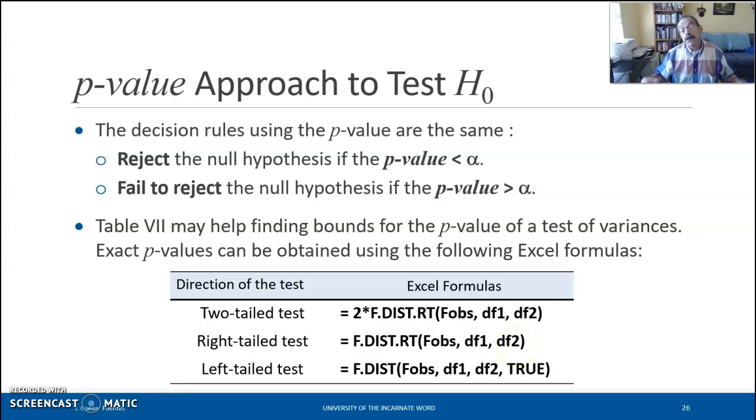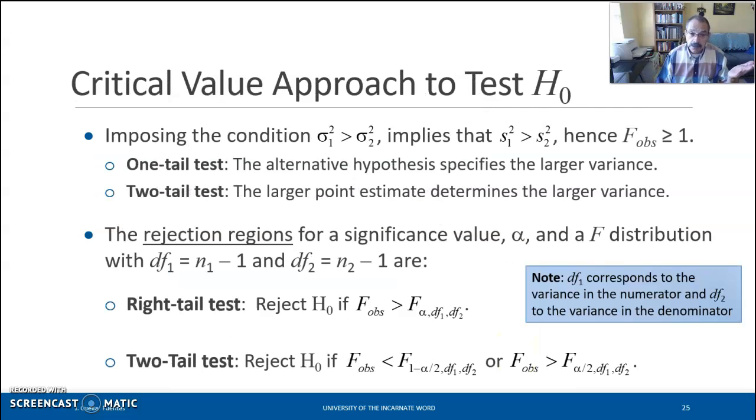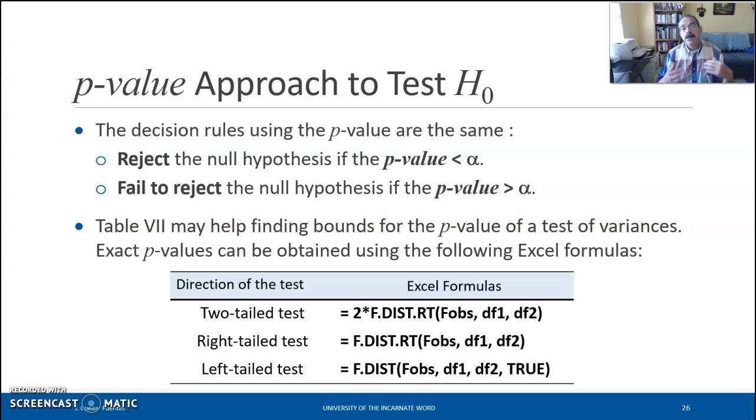All right, so if we decide to use the critical value approach. If we like to use the p-value approach, well, again, once we know the p-value, we will reject the null hypothesis if the p-value is less than alpha. And we will fail to reject the null hypothesis if the p-value is larger than alpha. Again, this approach, we will not use it for the comparison of variances. But if you're curious and you would like to get the exact p-value, here are the formulas for Excel where you can find the p-values.